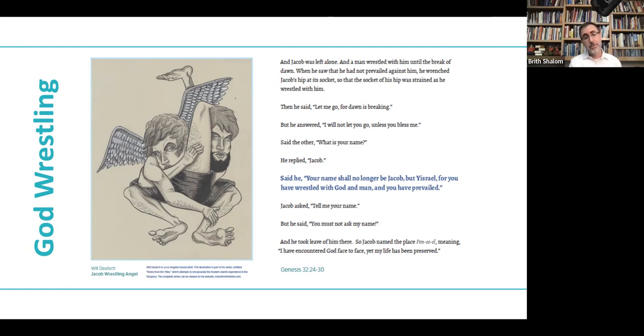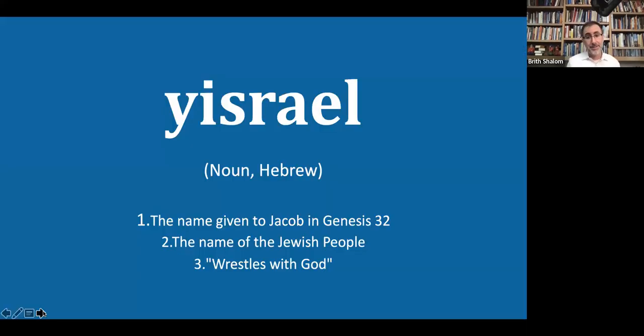And so in Judaism, to be in relationship with God doesn't mean full faith, right? It means wrestling with God. So this is the name given to Jacob, Israel, in Genesis 32. That becomes the name of the Jewish people. B'nai Yisrael become the children of Israel. And number 3, wrestles with God. That's the important piece, that we become God wrestlers.